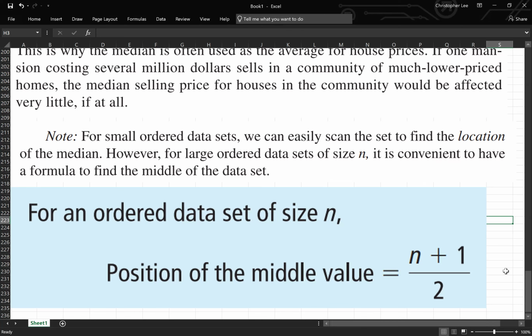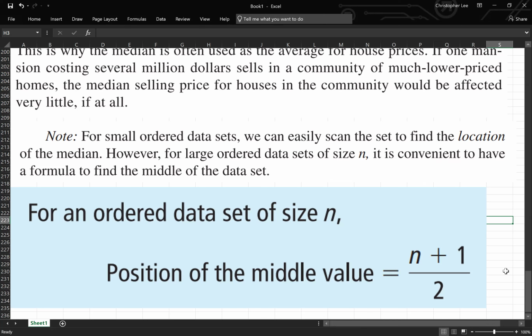For example, 55 numbers. If I plug in 55 for n, this becomes 55 plus 1 is 56, and then 56 divided by 2, what's that? 28. So if I have all the numbers in order, from the first number all the way to the 55th number, the 28th number is the median. I don't have to look at all the numbers to figure it out. I can just count it off: one, two, three, four... okay, 28, boom, that's the number. Whatever that number happens to be. Does that make sense?